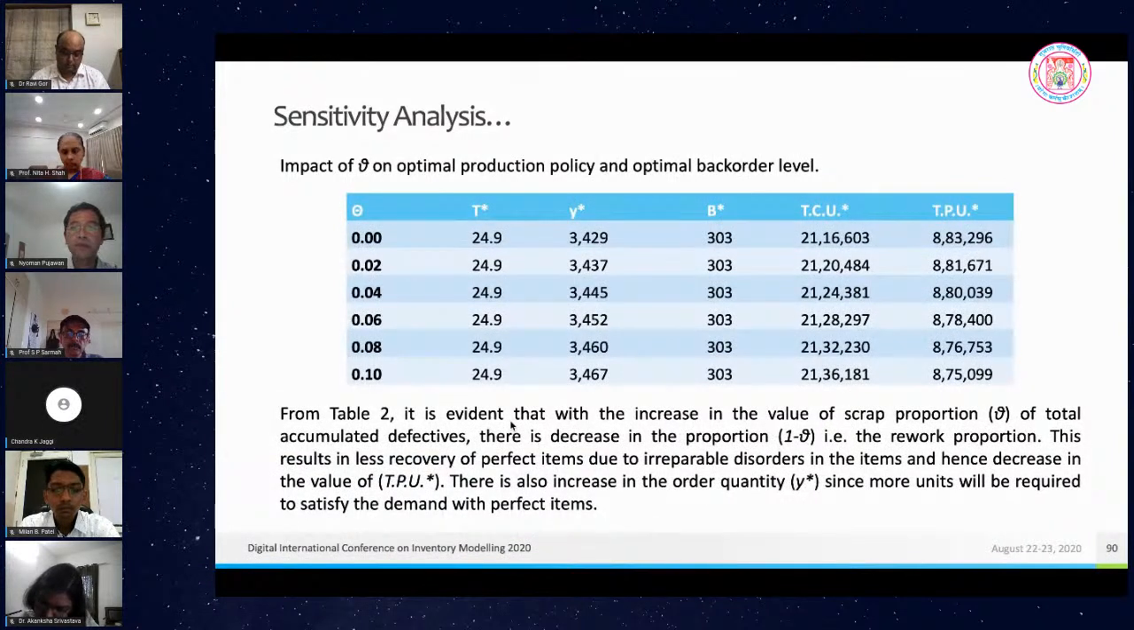The impact of V, that is the optimum policy. It is evident that if we increase the scrap value or the total accumulated defective, there is a decrease in the proportion 1 minus meter and the rework proportion. This results in less recovery of perfect items due to irreparable disorder, hence decreasing the value of total profit. There is also an increase in the order quantity, since more units will be required to satisfy the demand through perfect items. Next, please.